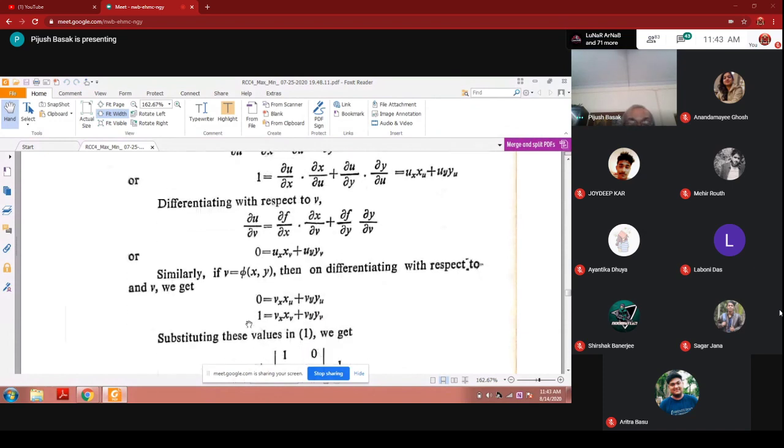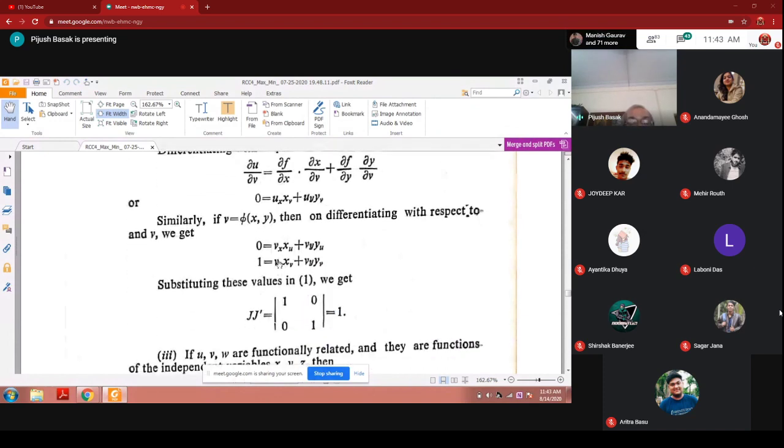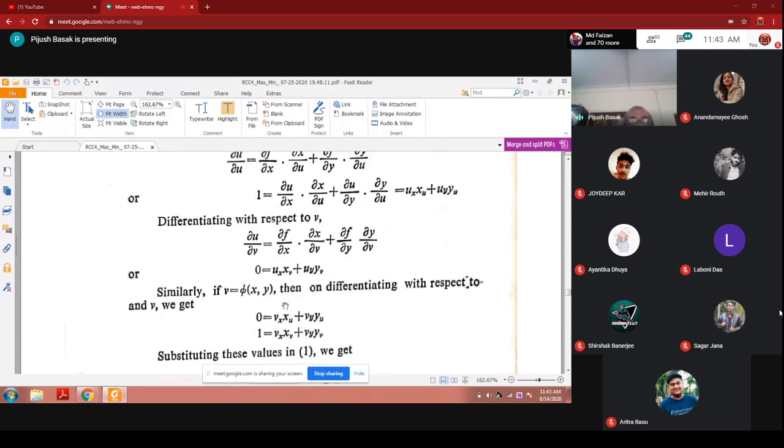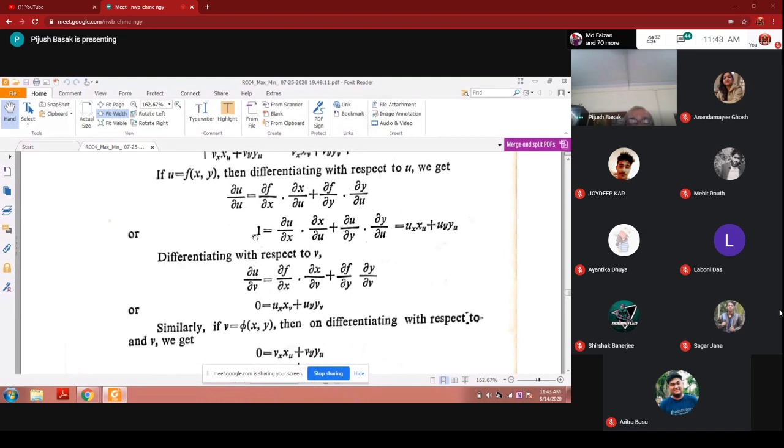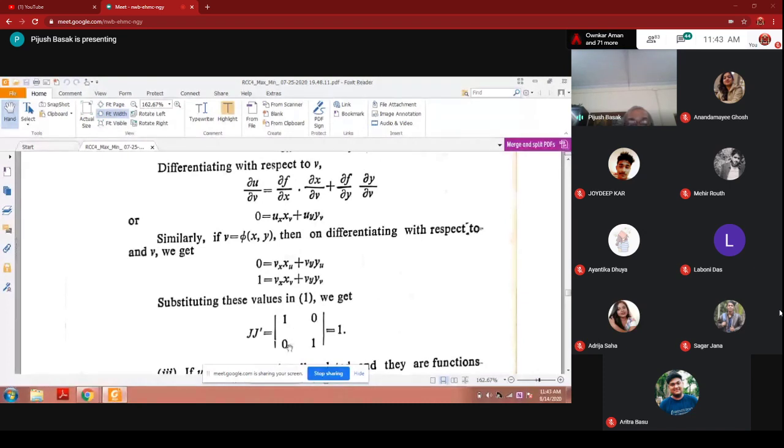you get the Jacobian J into J dash is equal to the determinant 1, 0, 0, 1, which is 1. So if you multiply the two Jacobians, the result will be 1. This entry is 1 because we found that it is 1, and this is 0, and again it is 0 because of this, and again it is 1 because of this. So if you evaluate this determinant, you will get 1.